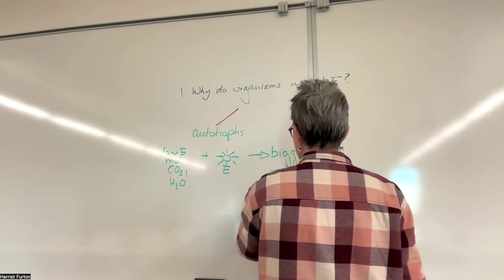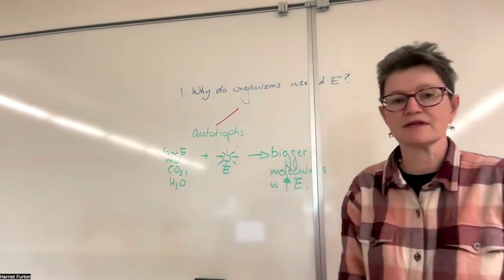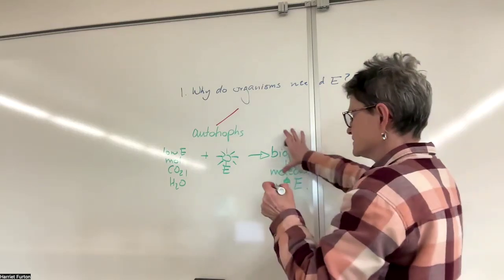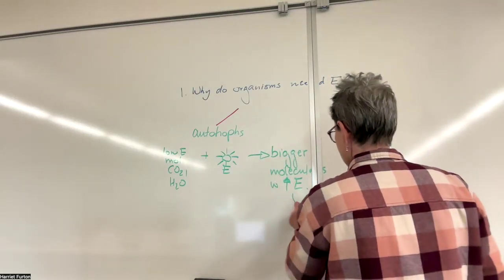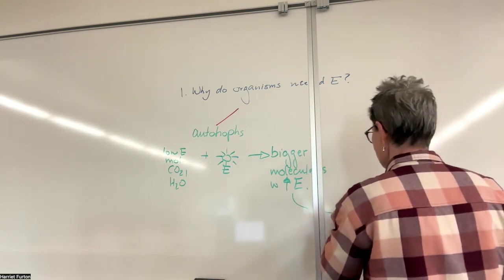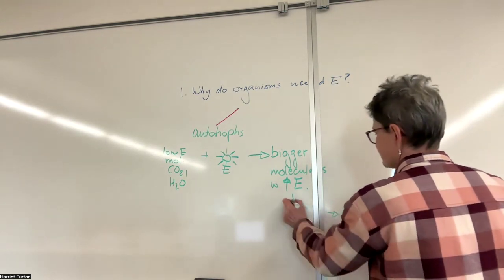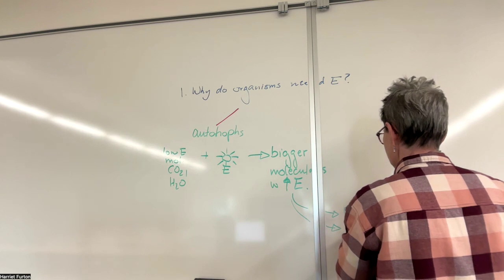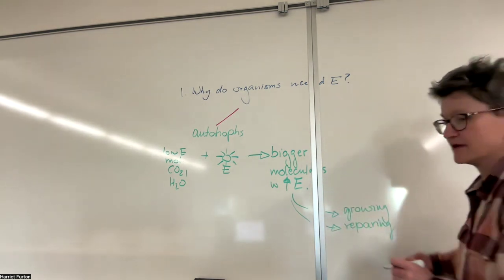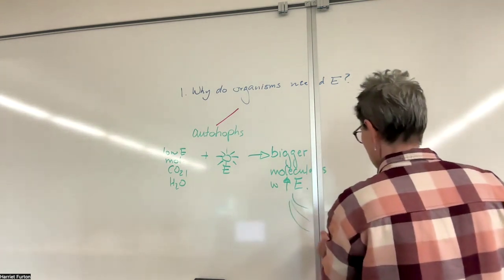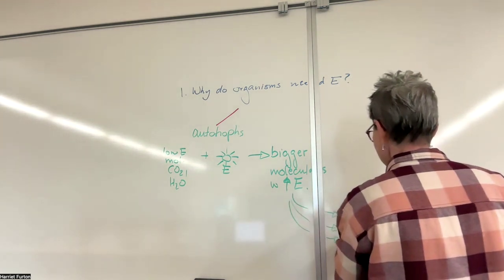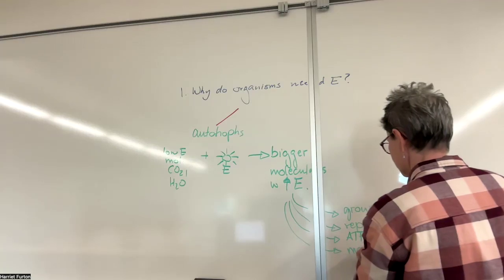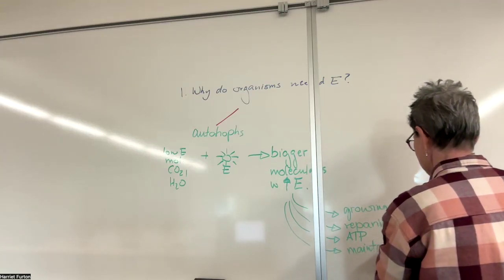with high chemical potential energy in the bonds. What do these organisms use those big molecules for? They are using them for growing, for repairing, making molecules, repairing cells that are lost, as well as making ATP molecules, and one more, maintaining homeostasis.